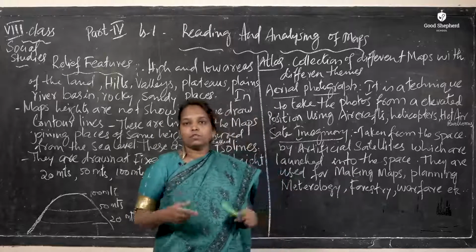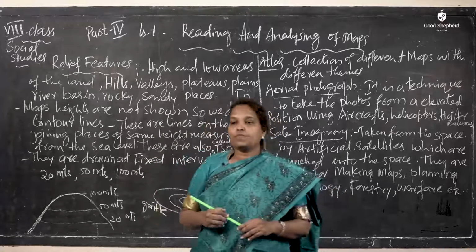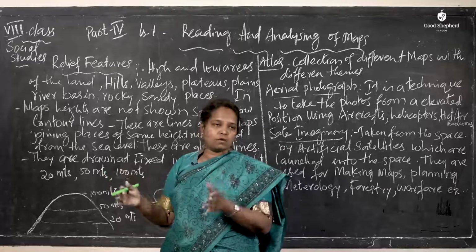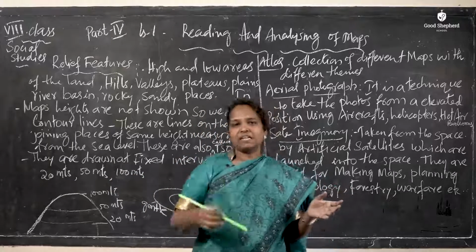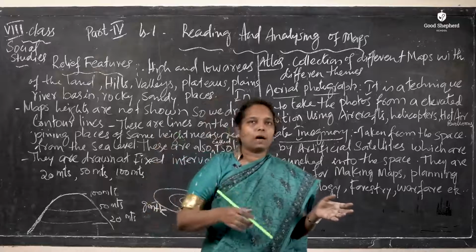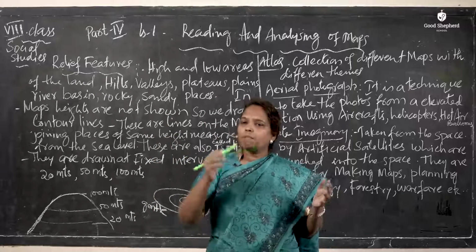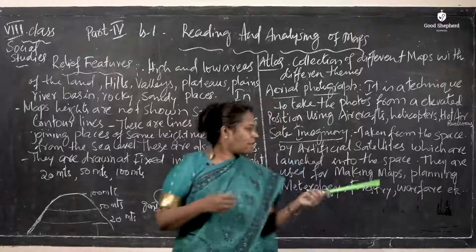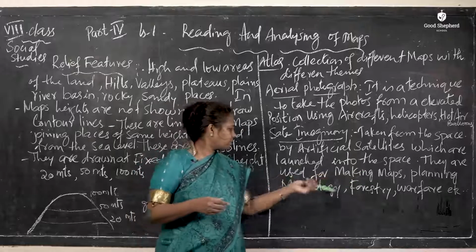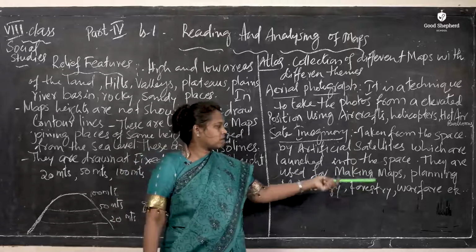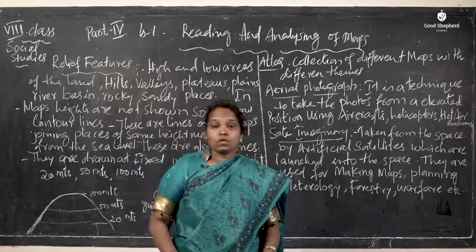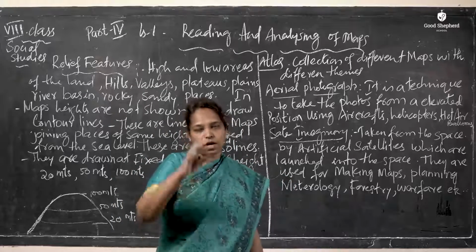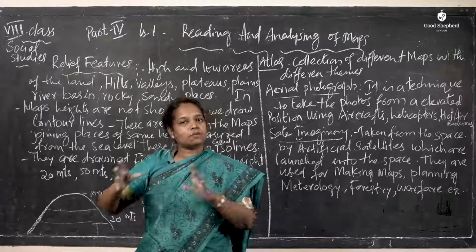And then for the forest, people use maps to know which area is exclusively meant for the forest, and which area is meant for building roadways, or a dam, or something else. So maps are very important for planning, for meteorology, for the forest, and for warfare. To know the clear picture and have the idea, these maps are important.